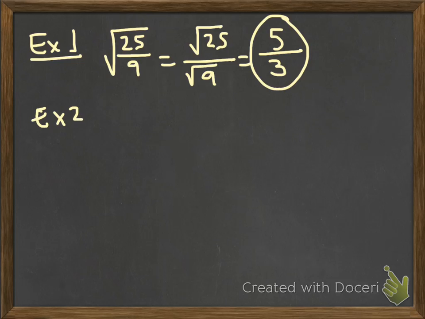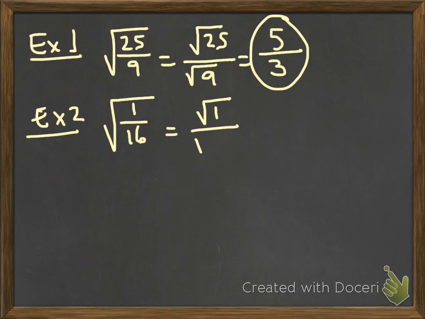Example 2, the square root of 1 over 16. That's radical 1 divided by radical 16. The square root of 1 is 1, and the square root of 16 is 4.